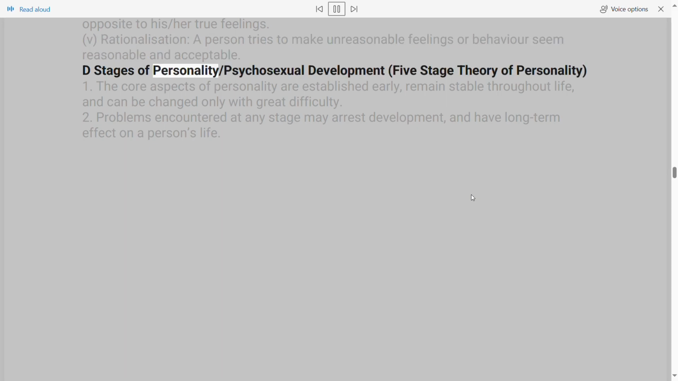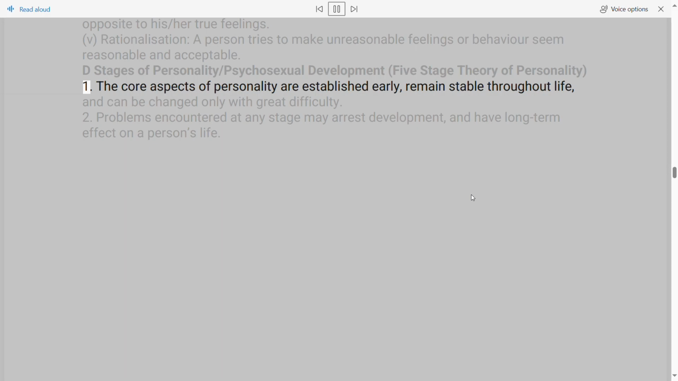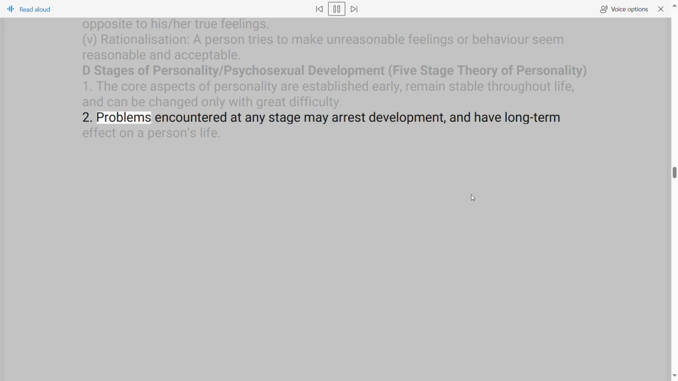Stages of personality: psychosexual development, a 5-stage theory of personality. 1. The core aspects of personality are established early, remain stable throughout life, and can be changed only with great difficulty. 2. Problems encountered at any stage may arrest development and have long-term effects on a person's life.